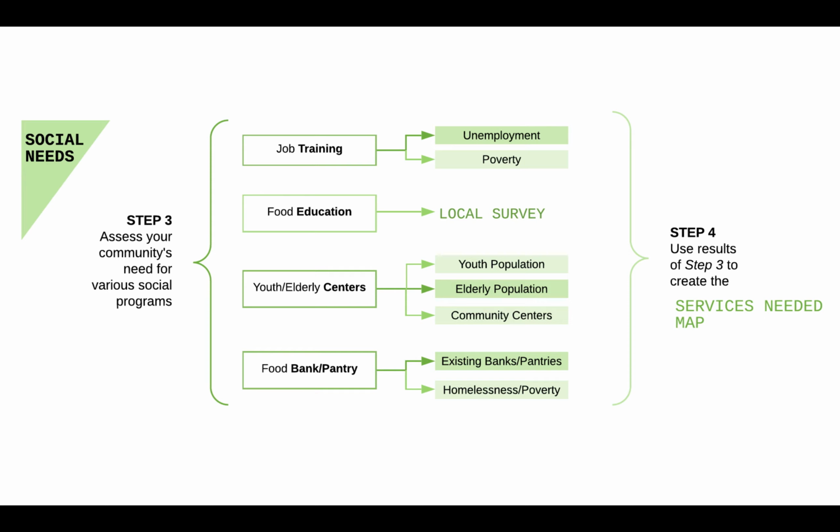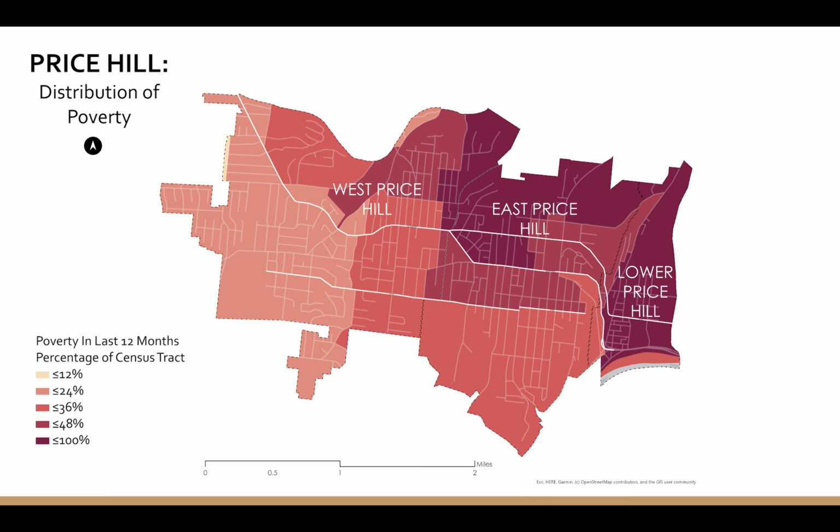As for social needs, these were based on the various case studies across the country I mentioned earlier. Most of those places had some sort of social service provided. So these were the ones that we saw: job training, food education, youth and elderly care centers, food banks, and pantries. So communities would gather information about unemployment, poverty, age demographics, existing services, homelessness, and all of that would be compiled to create a services needed map.